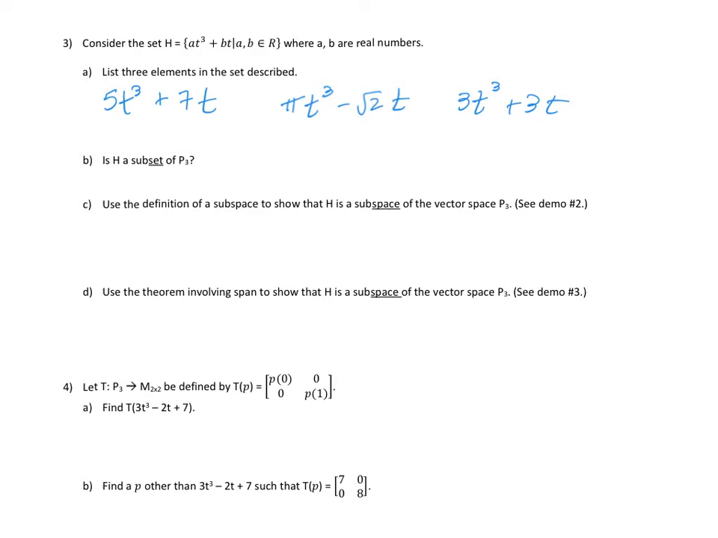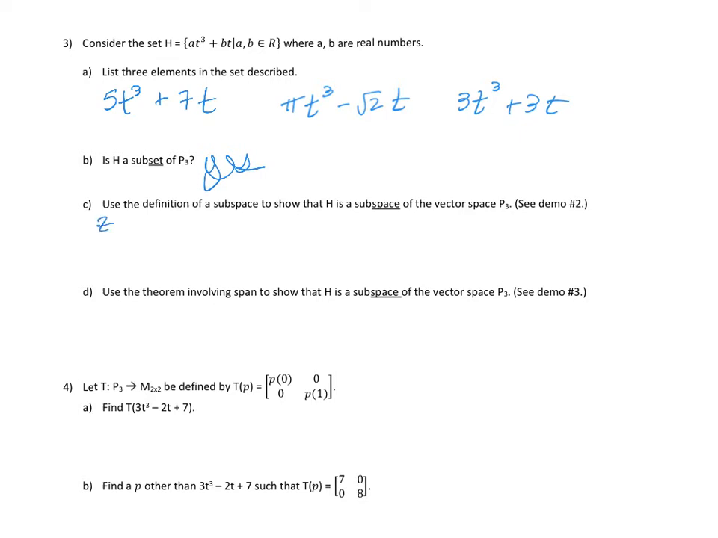Is H a subset of P3? So all these things I wrote down, they do live in P3. They are degree 3 or less polynomials. So yes, it's a subset. So now I want to use the definition of subspace to show that H is a subspace of a vector space. Okay, so that means that I have to show 3 things. I have to show it contains the 0 vector, closed under addition, closed under scalar multiplication.